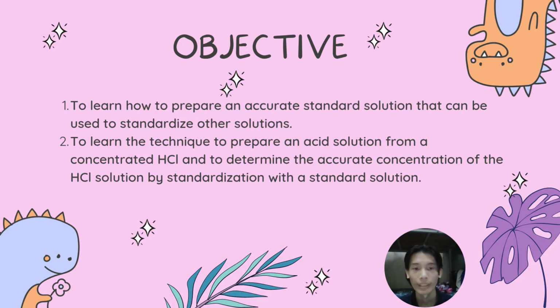For titration, we have two objectives. First is to learn how to prepare an accurate standard solution that can be used to standardize other solutions. Second is to learn the technique to prepare an acid solution from a concentrated hydrochloric acid and to determine the accurate concentration of the hydrochloric acid solution by standardization with a standard solution.